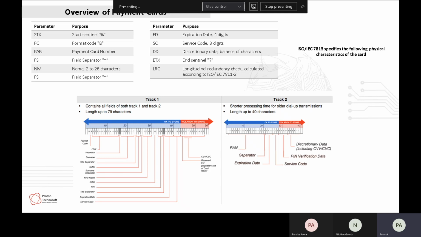Now, in both track 1 and track 2, your card number, which is the PAN, remains there. The expiration date is common across the two. Your PIN verification data and the CVV2 numbers are common across the two. The difference is in the name that we use. The difference is in the reserved or discretionary data characters, which are there in track 1 and not there in track 2.